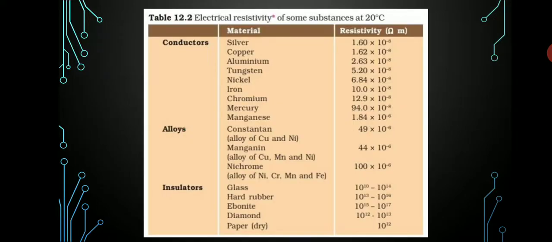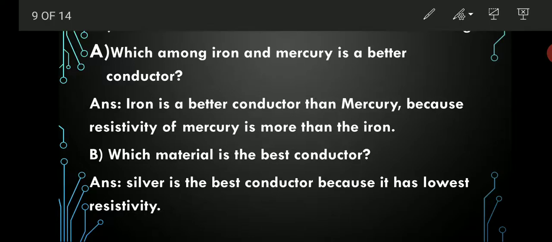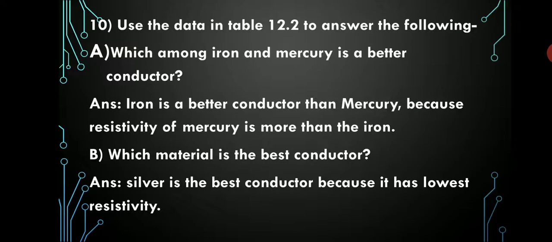Okay, now the last question. Use the data in table 12.2 to answer the following. So please, while watching this video, keep the textbook. Okay, so in that two questions are there. Which among iron and mercury is a better conductor? Now here two metals are given. Sorry, mercury is not a metal, it is a non-metal. In that, which is a better conductor?